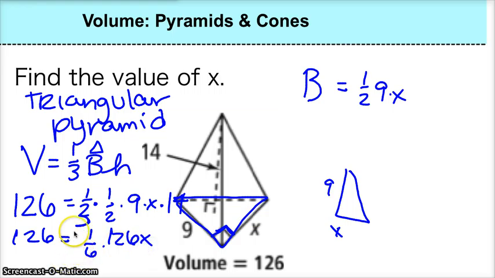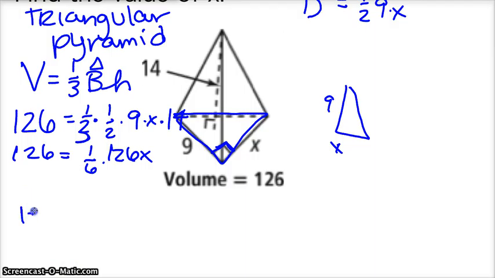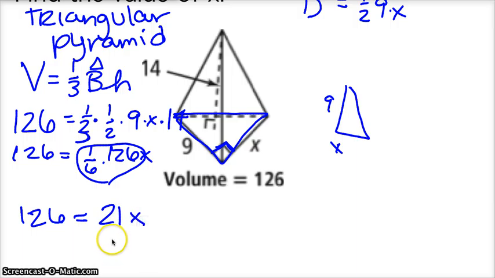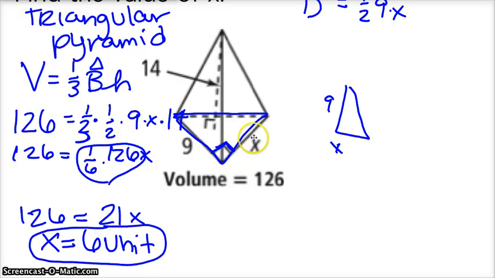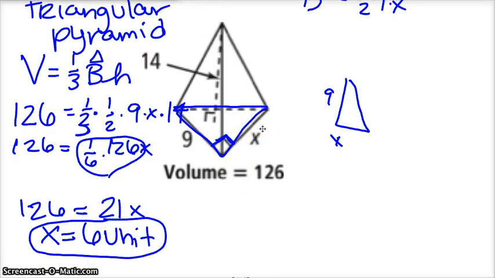Let's see if that divides out nicely. Ooh, it does. So 126 equals, I just multiplied, that's all I'm doing. Your calculator can take care of it too if you need to trust it. And then I'm going to divide both sides by 21. And it ended up with 6. And we don't have any sort of a unit. So this isn't going to be squared because we're dealing with a particular length.